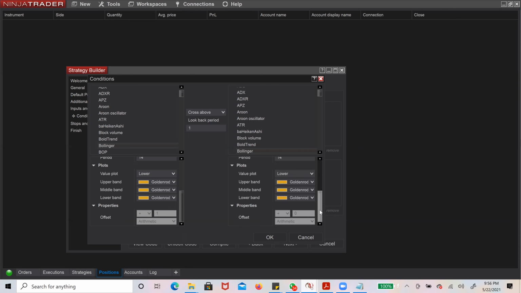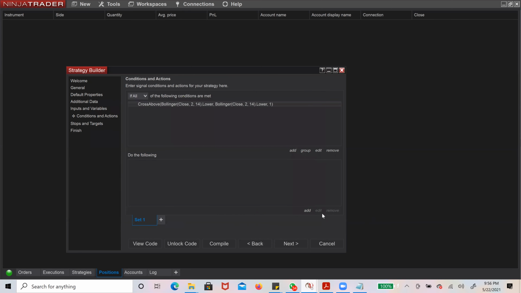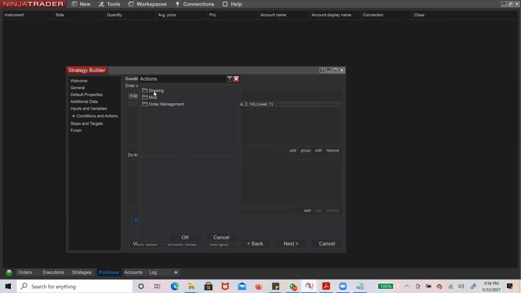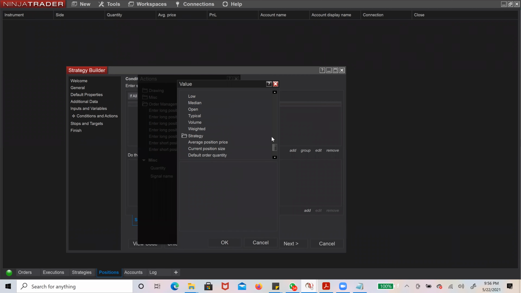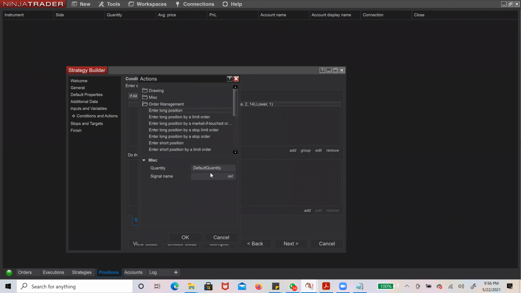Oh, if it is 1, look back period for the 1 date. Yep, so we're going to add it and do the following. What I want is order management. I want to enter a long position. How many quantities do you want to set? The default quantity is only one, but in this situation you can change it. Come on, set.